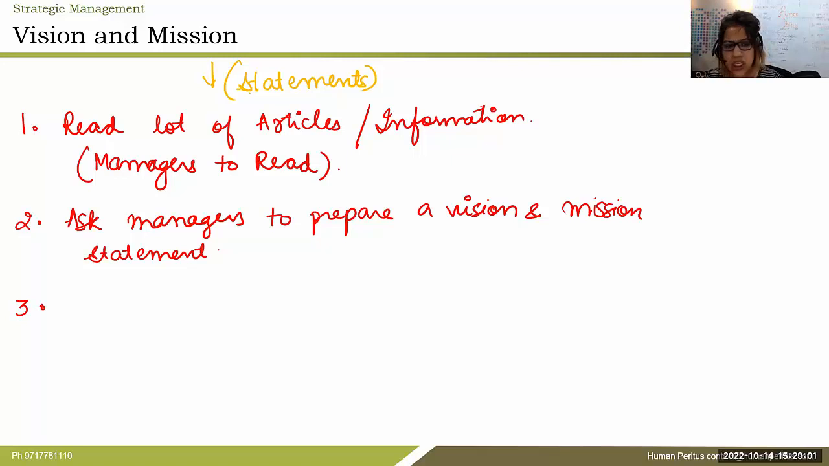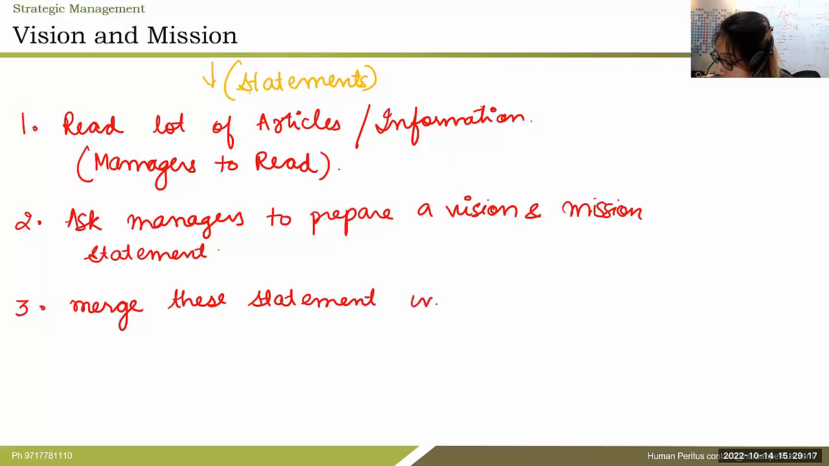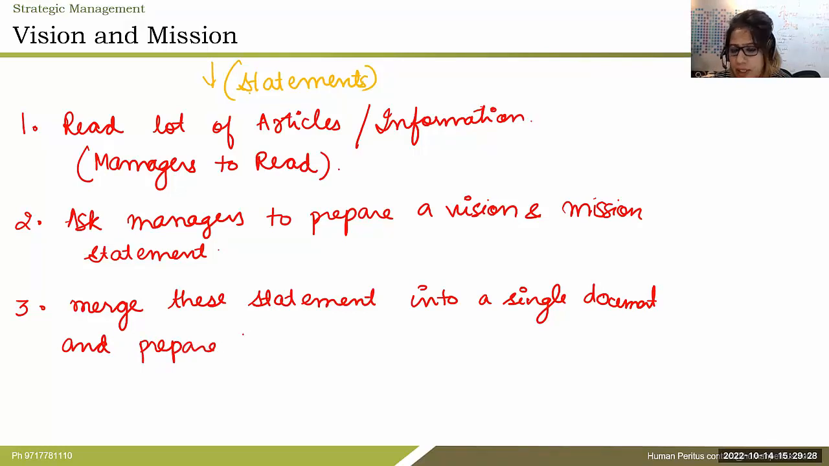The third step would be, so there'll be many managers. So what you'll do is you will collaborate all those vision and mission statements, right? You will merge these statements into a single document, and prepare a draft and then circulate it to all the managers.